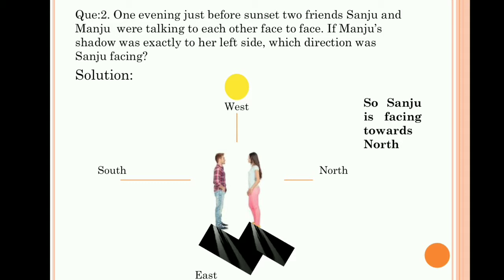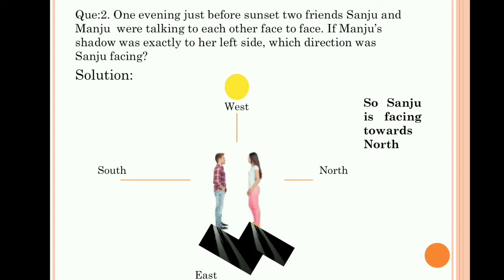So the sun is towards the west direction, and it is said that Manju's shadow was exactly to her left hand side. So if the sun is towards west, then only if Manju faces towards south will her shadow be on the left hand side. So Manju is facing towards south. Suppose Manju is facing the north side, then her shadow will be towards her right hand side, not her left hand side.